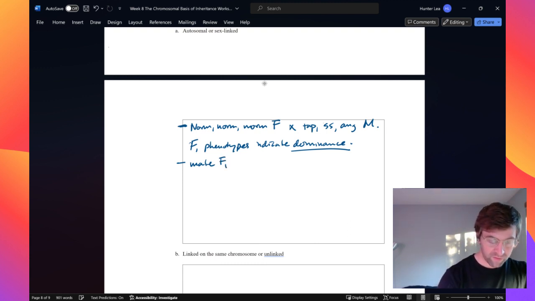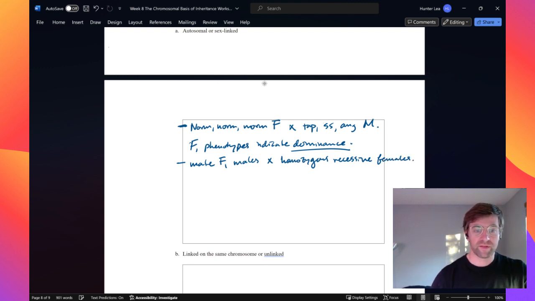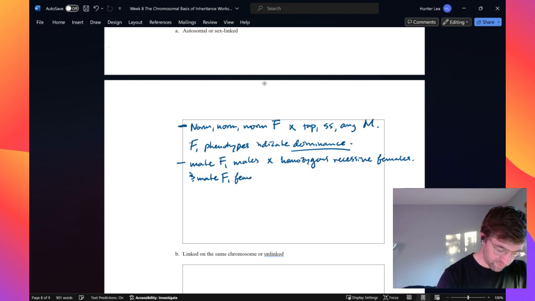Mate F1 males times homozygous recessive females, and mate F1 females with homozygous recessive males.